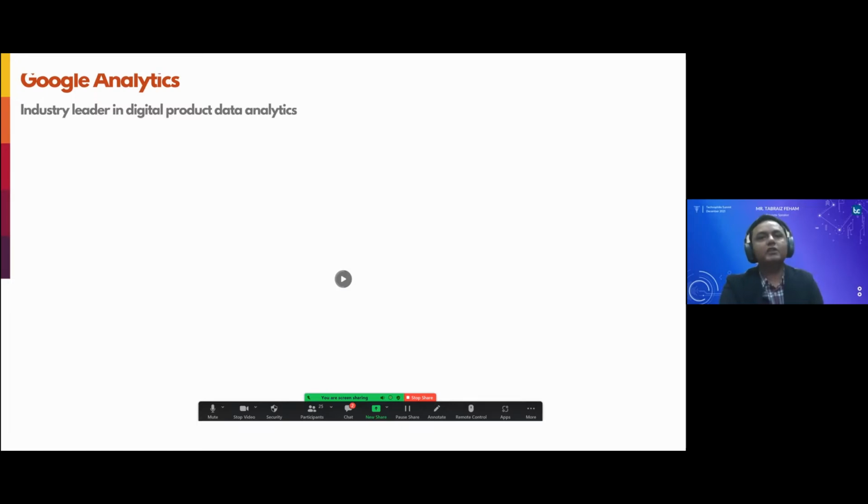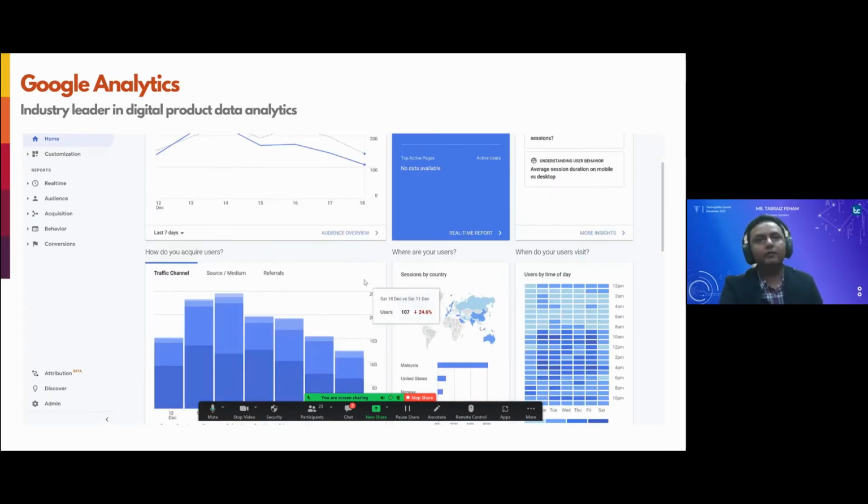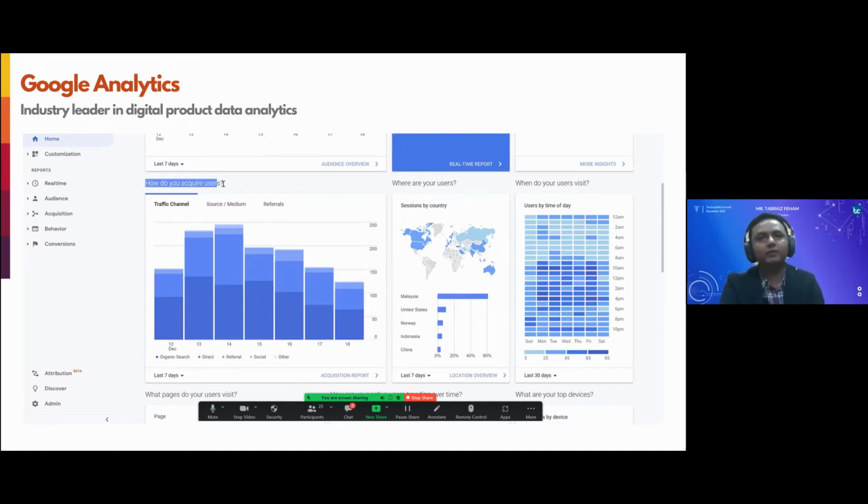I won't go much into the details of Google Analytics, but I would recommend that if you are going to be a product manager, this should be your template. This should be your first ladder. This should be your first step. You have to get hands-on.